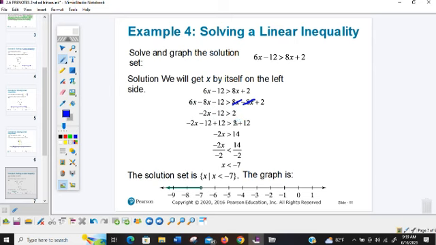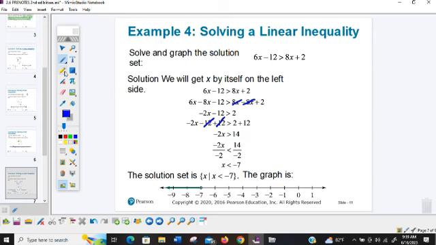Now I want to do numbers to the right. It's a negative 12. So I'm going to have to add 12 to both sides. Okay, so I add 12 to both sides. These cancel. And 2 plus 12 is 14. So now I have negative 2x is greater than 14.